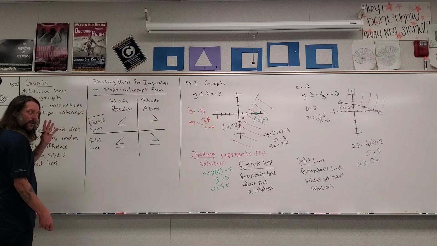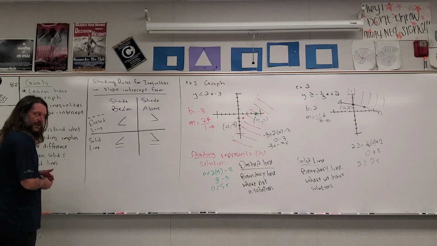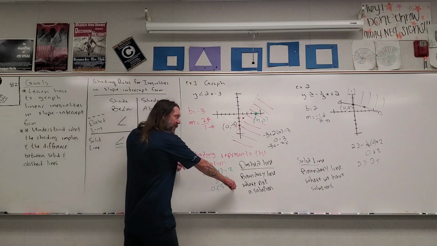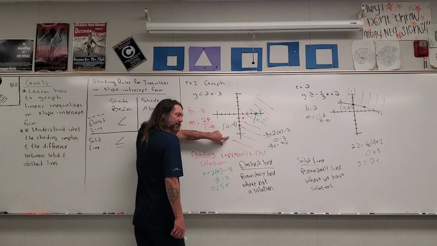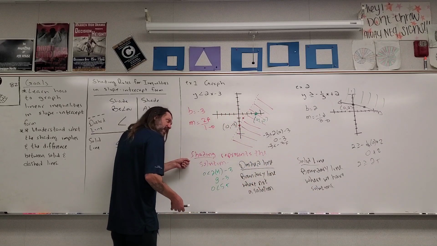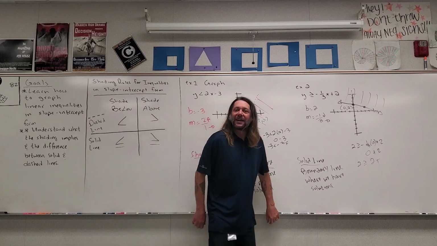All right, so I'm going to go ahead and end this lesson here. Hopefully you understand the process, and again, add this to your cheat sheet. Dashed lines are boundary lines where we don't have a solution. Solid lines are boundary lines where we have a solution. And remember that the shading represents the solution.